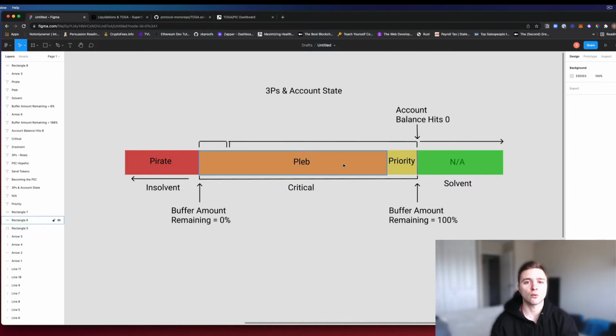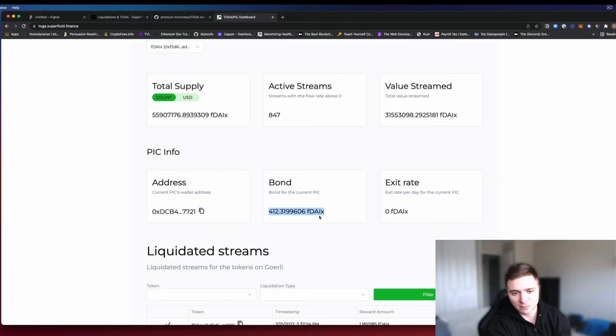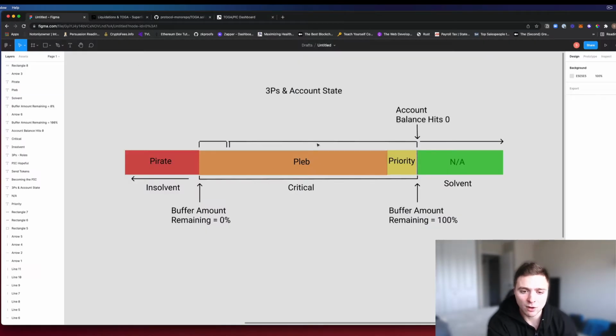So this is an incentive for sentinels who maybe don't have the capital to become the PIC. They don't have the capital to stake this amount. They're still rewarded with the remaining buffer, depending on when they close this. So if they close the stream directly halfway between the beginning and end of the critical period, they'll receive half of the buffer as a reward. And whatever proportion they receive will depend on how late they close this. Okay, so that's the critical period.